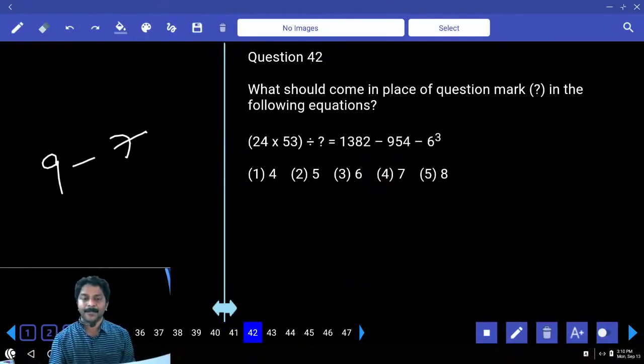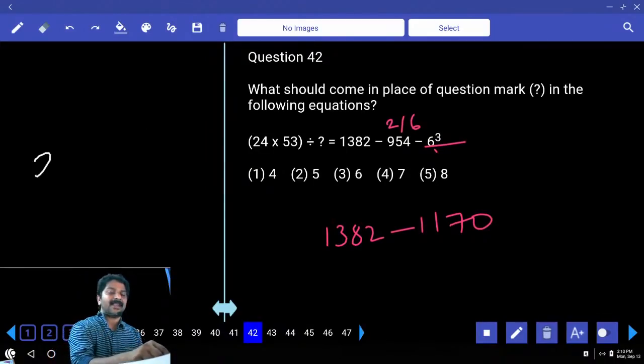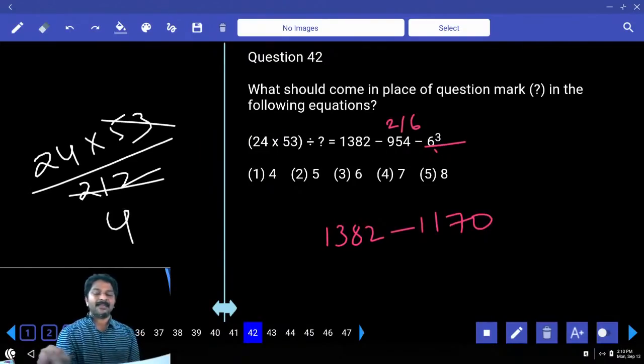Next. So 6 cube, 216. When you add 216 here, the other number, negative numbers right hand side becomes 1170. When this number is subtracted from 1382, you'll have 212 only. 212. Then x value is equal to 24 into 53 divided by 212. 53 exactly 4 times. 24 by 4, 6. Third option answer.